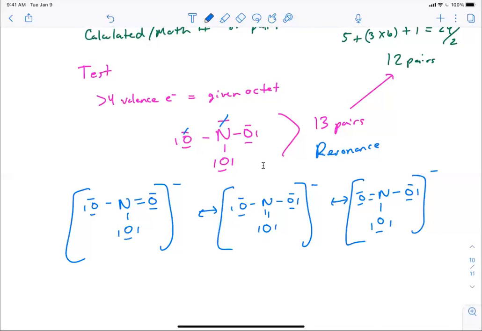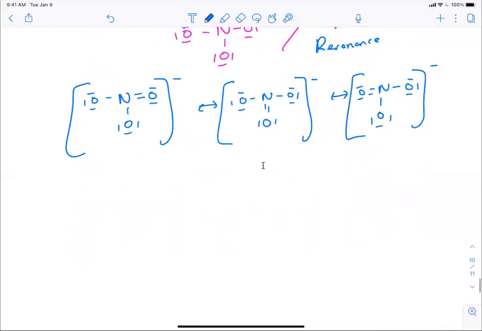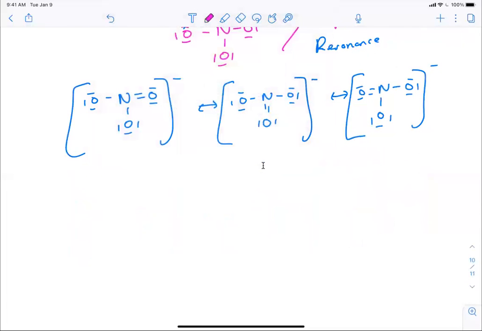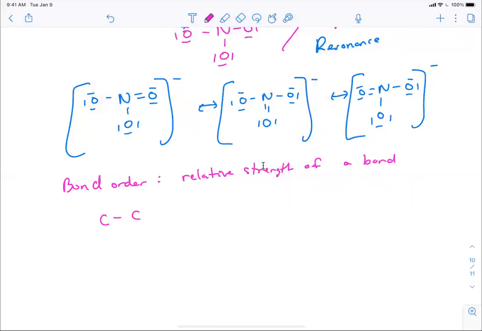Now, one more thing. Actually, I'll do 2 more things. This one is not explicit, but I think it helps you explain a lot of things, SL or HL like, and that's bond order. Bond order is essentially showing the relative strength of a bond. A single bond has a bond order of 1. A double bond has a bond order of 2. A triple bond has a bond order of 3.